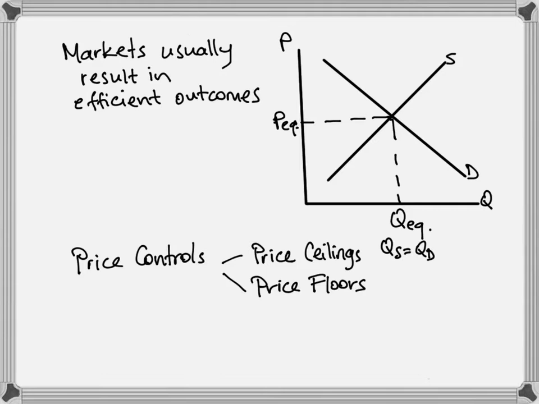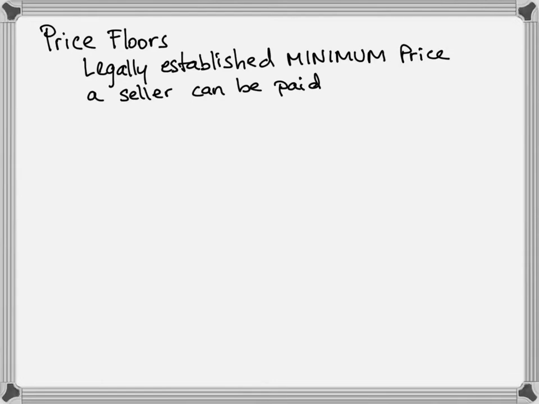As you remember, we call these policies price controls, and there are two types of price controls: price ceilings and price floors. We covered the price ceilings in our previous video, and now we will explain price floors. A price floor is a legally established minimum price a seller can be paid. In this case, the government believes that the price established in the market is too low, and therefore the government changes the market price and establishes the price above the equilibrium market price.